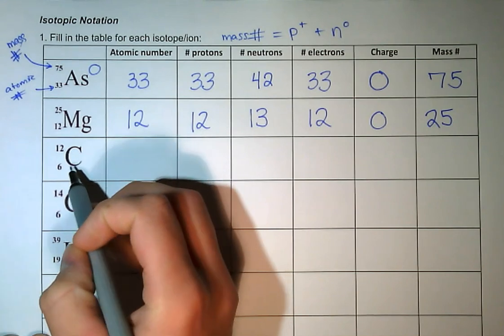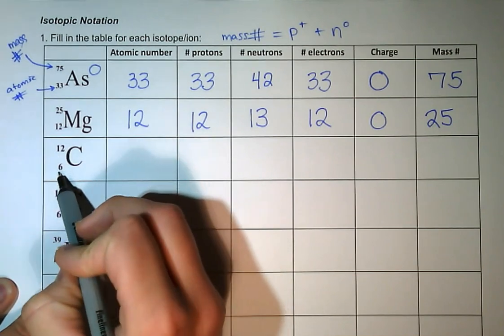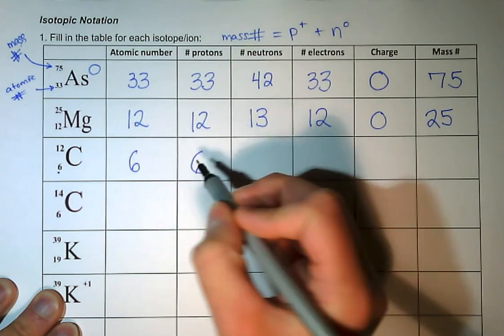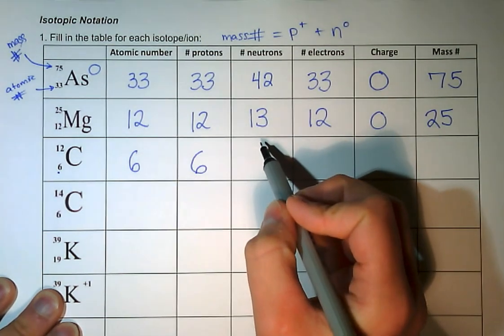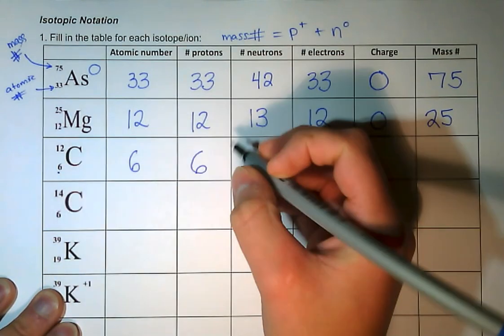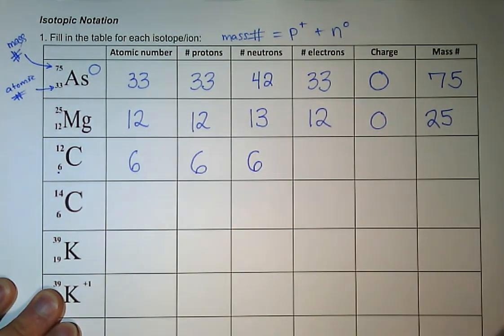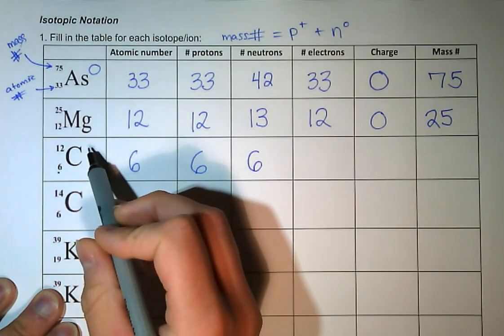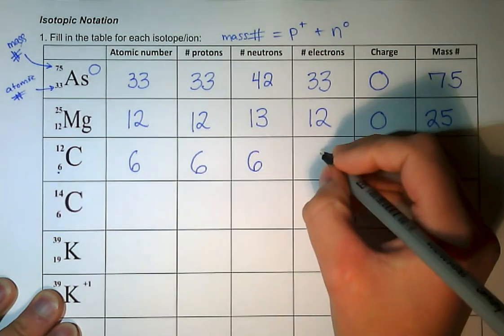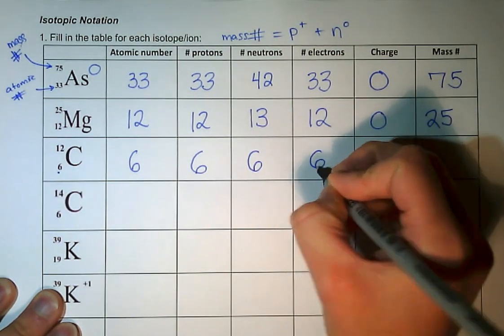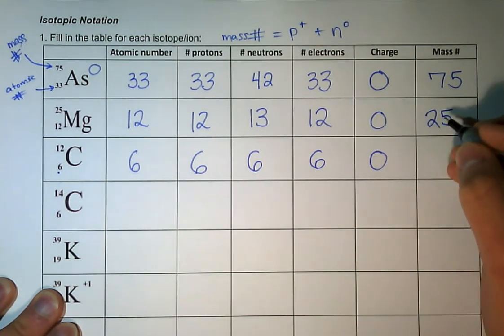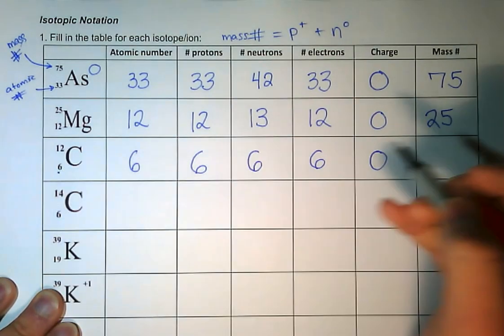Down to carbon. Carbon's atomic number is 6, which means it also has 6 protons. Its number of neutrons we can find by doing mass number minus atomic number, so 12 minus 6 gives us 6 neutrons as well. And since there's no charge, the number of electrons has to be equal to the number of protons. 6 protons, 6 electrons. Once again, there's no charge, so that's a 0, and then the mass number is the number at the top, which is 12.